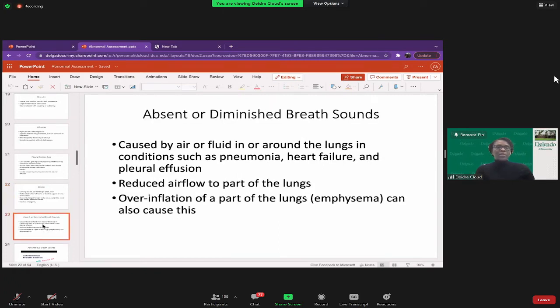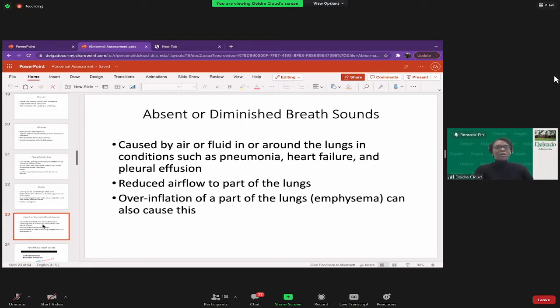And lastly, we're going to discuss absent breath sounds or diminished breath sounds. Breath sounds could be diminished for a number of reasons. Why do you think they may be diminished? That's just a decrease in the distant vesicular lung sound. They're decreased, so they're not gone. It could be because of fluid in the lungs, and more.